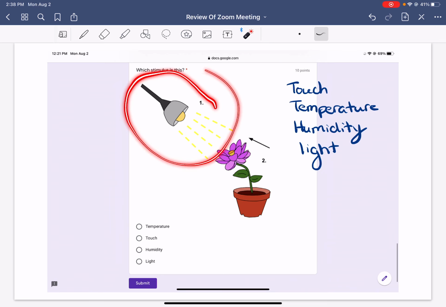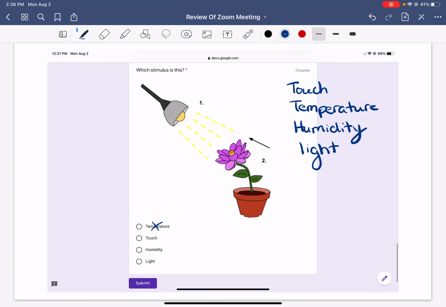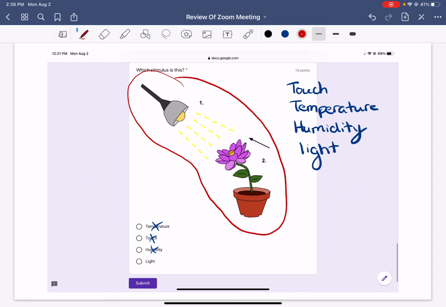But we only see a light here. I don't think it's related to temperature. It's not hot or cold. So light can be the only one. Here we can see this light right here, and the flower is moving towards the sun because it needs light. So light is the only stimulus this could be.